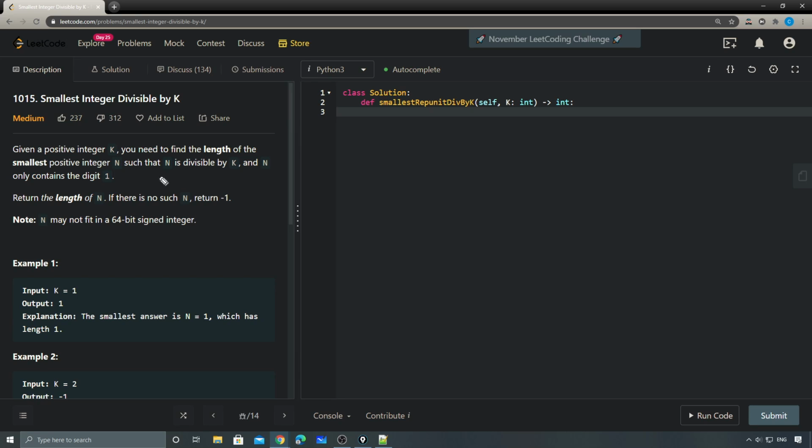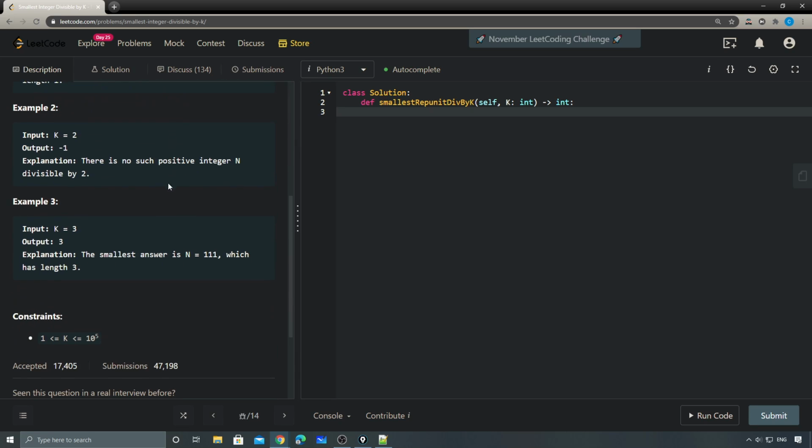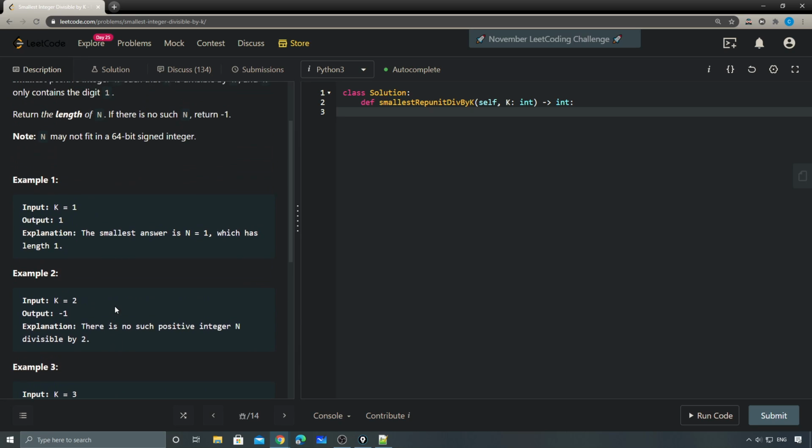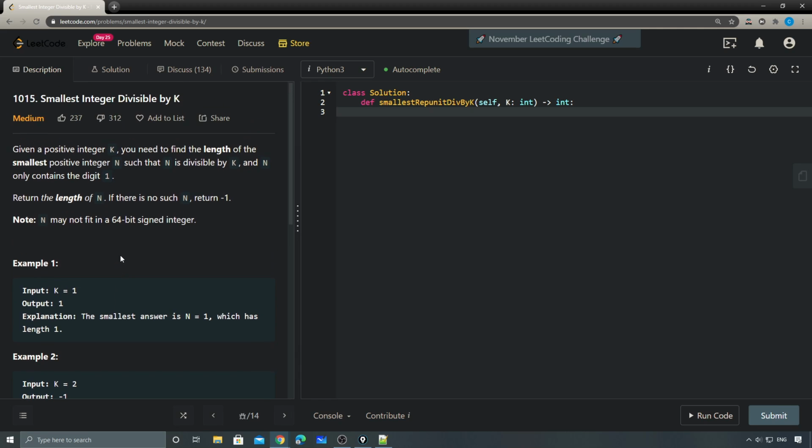Which means that we have an integer k here, in the range of 10 to the power of 5. And it asks us to find if there exists an n which only consists of ones that is divisible by k. So basically 1, 1, 1, 1, 1, 1, 1, 1, 1, and so on, continuing, and the length can keep increasing forever.